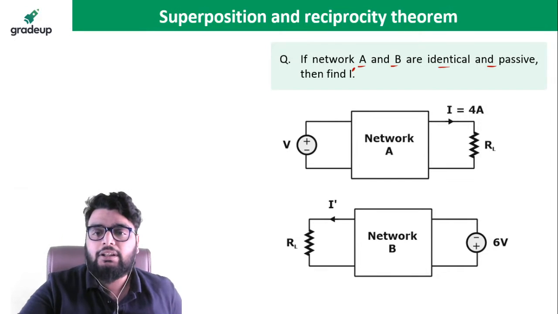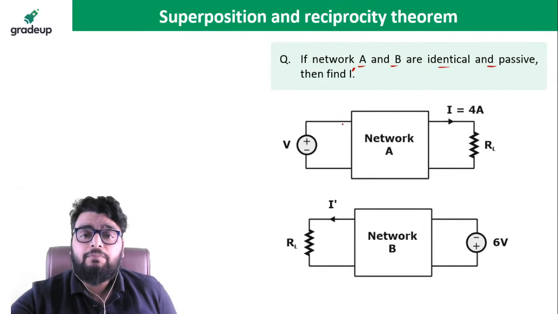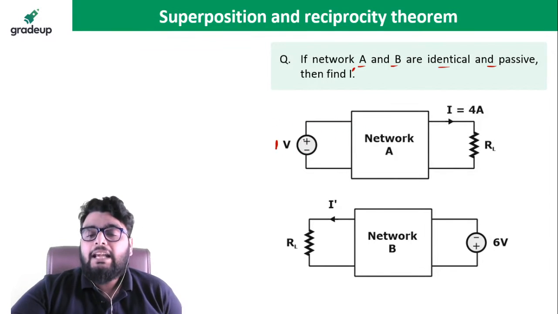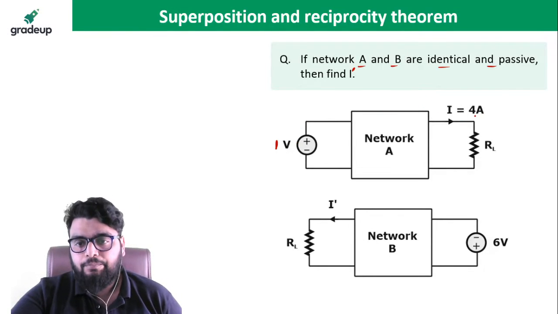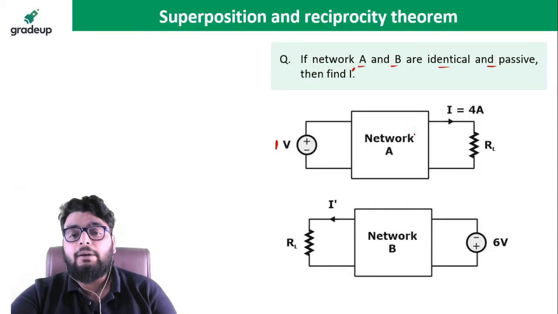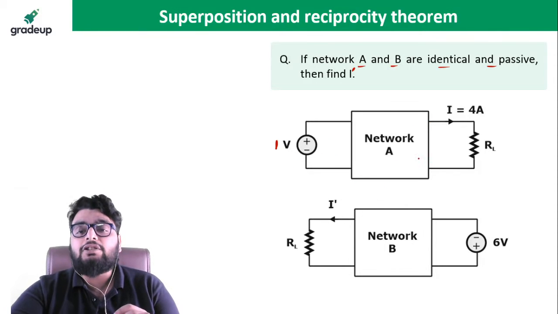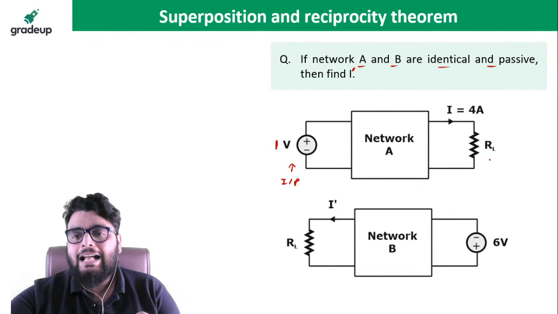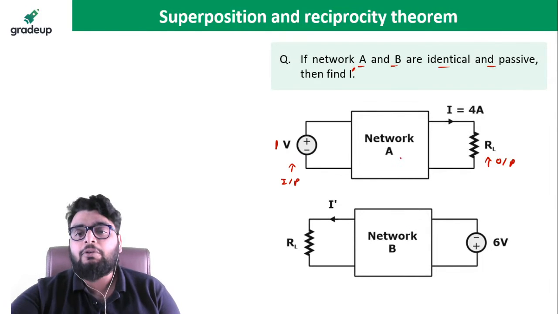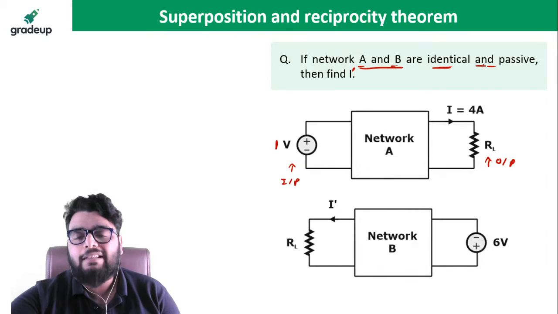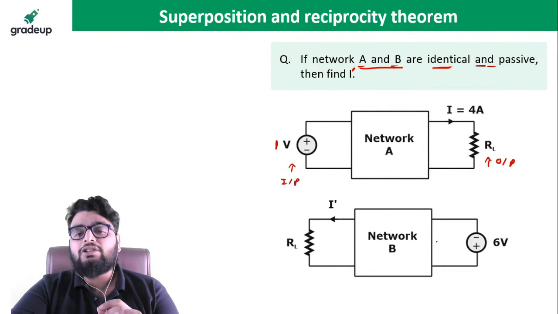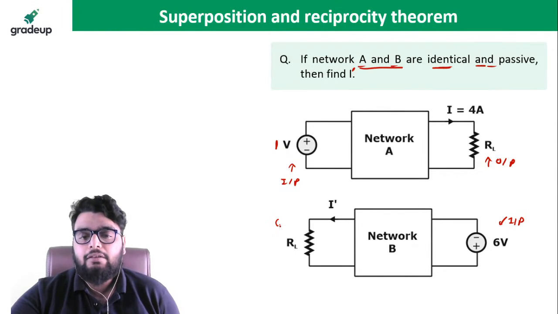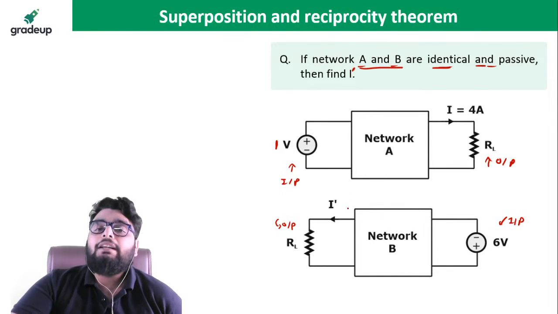Okay, let's quickly see what this question is. So in this question, what is given? Here the voltage is 1 volt. It is given that if the voltage is 1 volt, current is 4 ampere. Now what they have done, they have interchanged the port. Means this is the input port right now, and this is the output port on the same network, because they are saying network A and B are identical and passive. On the same network, they have interchanged the input and output port. Now it becomes input, it becomes output. And for this, I need to find out the I dash.